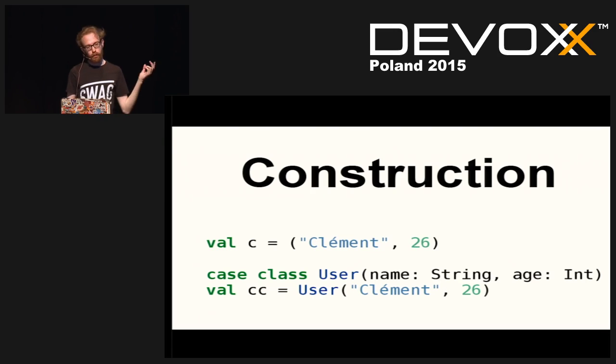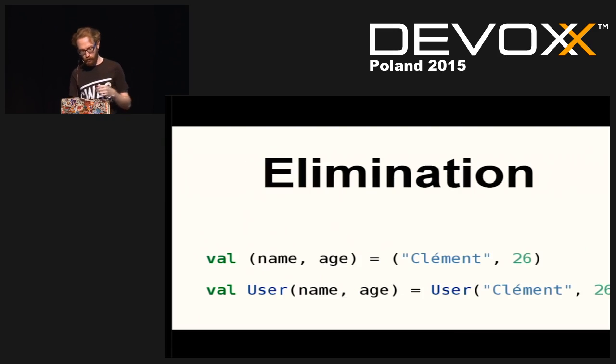And this is a way to construct a value, and this is a way to eliminate a value. Yeah, you can do that in Scala. If you have a tuple, you can do that, and it will deconstruct the tuple and assign the values to the variables. Is it okay for everyone? That's simple stuff.